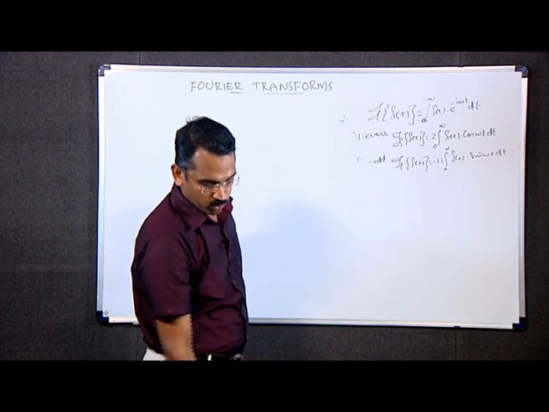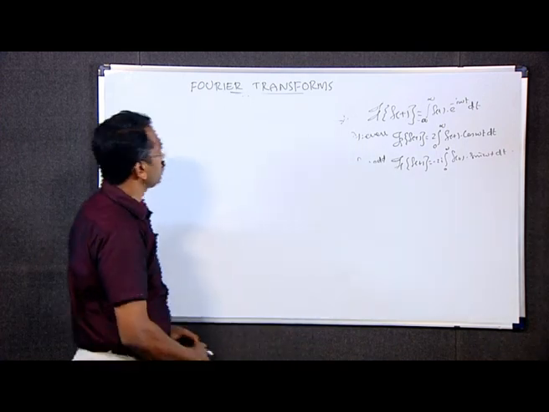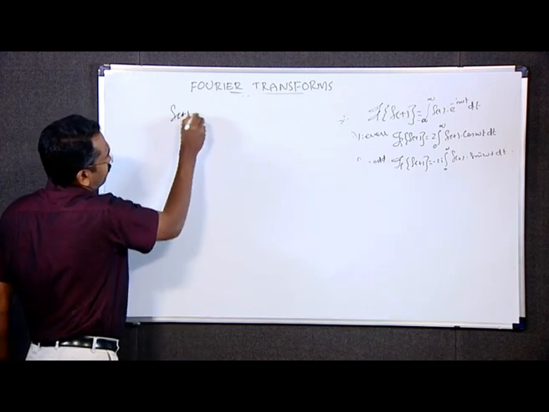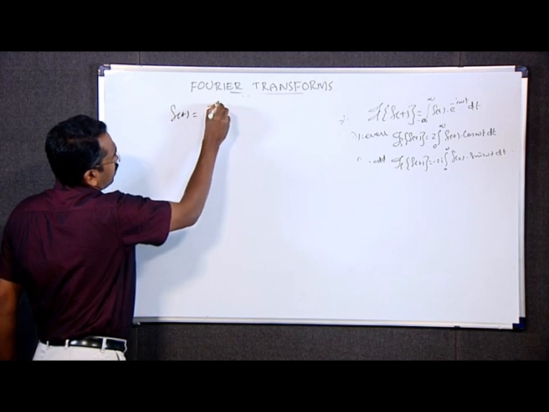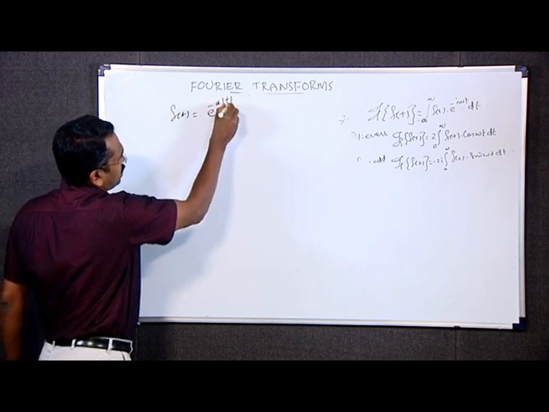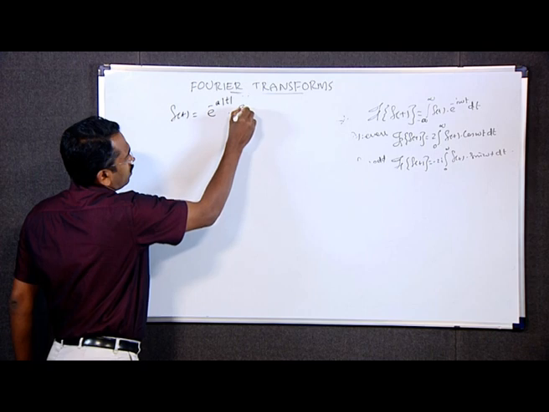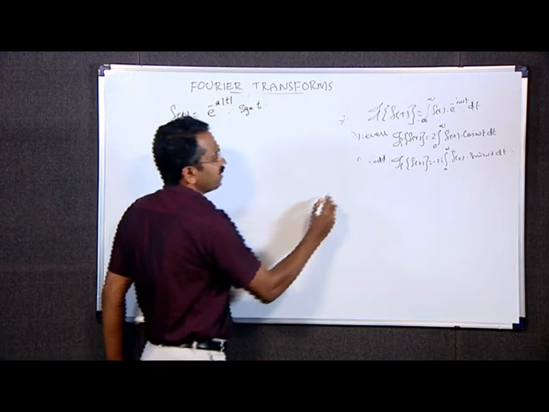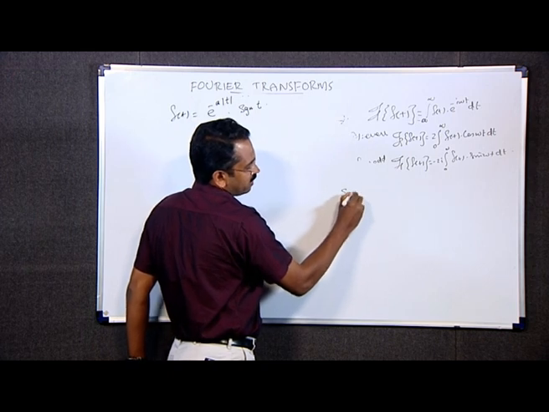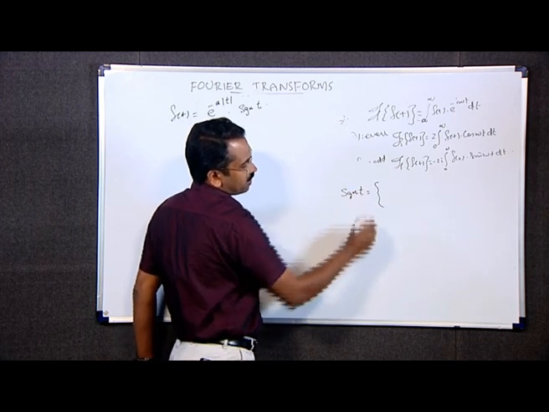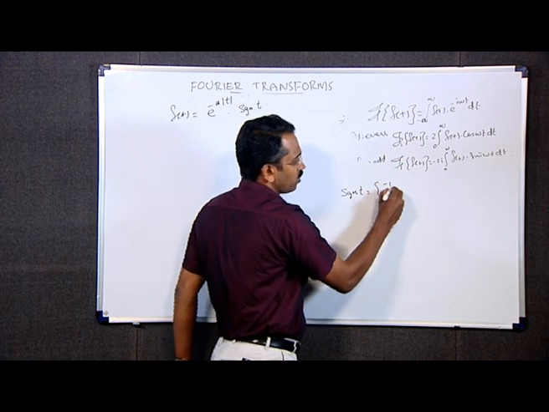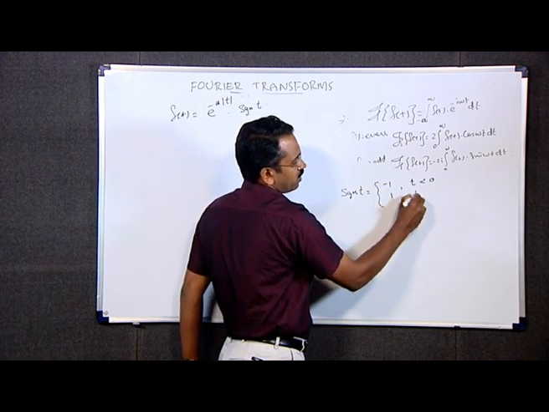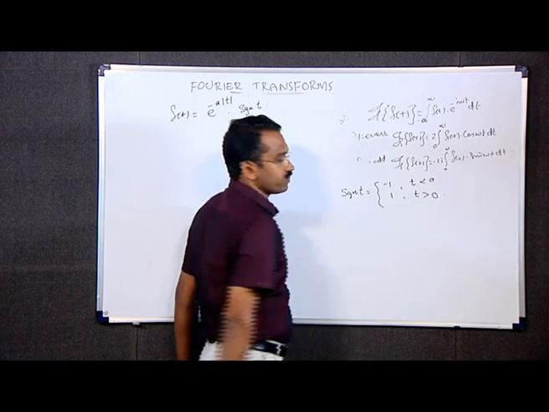f of t is equal to e raised to minus a t into signum t, that is, e raised to minus a into mod t into signum t. The signum function is defined as signum of t equal to minus 1 for t less than 0, and this is equal to 1 for t greater than 0.